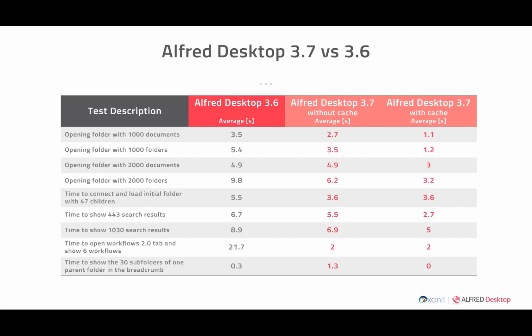The last one, time to show 30 subfolders in the parent folder in the breadcrumb. Yes, so that's a point of attention. It's still within 1.3 seconds in Alfred Desktop. But it's a small improvement that is on our roadmap as well, to improve the breadcrumb performance, even when you look at larger structures. I think that illustrates quite nicely why all that hard work has been put in and where the result is in Alfred Desktop 3.7.